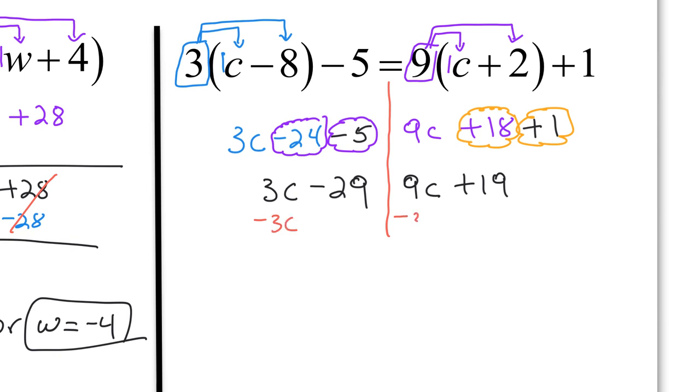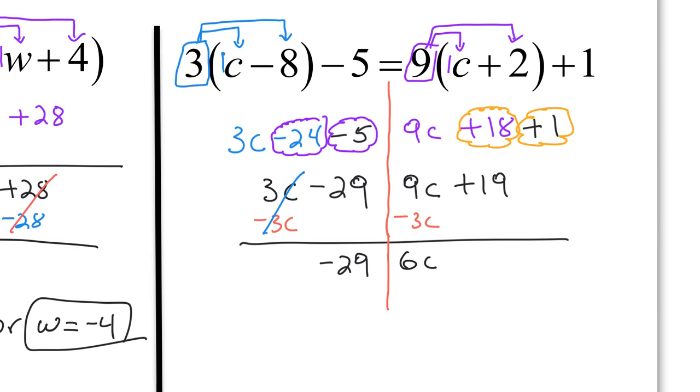And you subtract 3c over here. So we know this will cancel. Positive 3c minus 3c, 0. Let me bring down the negative 29 right here. There's the line. On the other side, 9c minus 3c, well, that's going to be 6c. And let me bring down the plus 19.